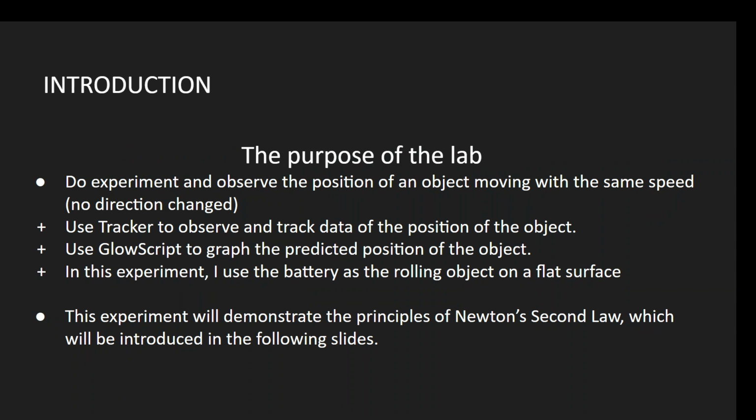So the purpose of this lab is to do an experiment and observe the position of an object moving with the same speed and no direction change. In this experiment, I'll use a battery as a rolling object on a flat surface, and I'll use Tracker to observe and track data of the position of my object, and later I'll use GlowScript to graph the predicted position of the object. This experiment will demonstrate the principles of Newton's second law, which will be introduced in the following slides.